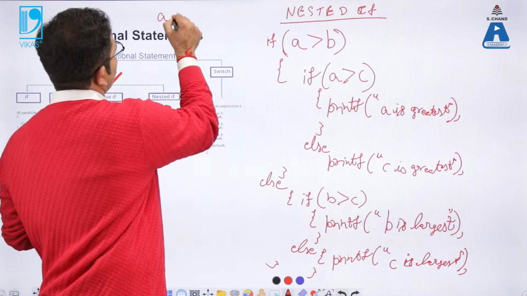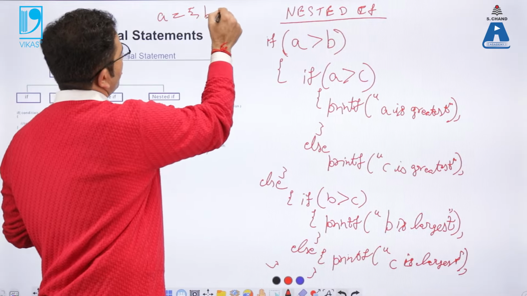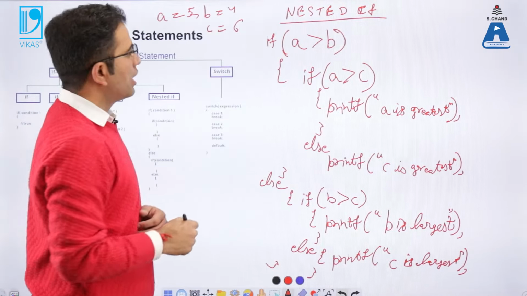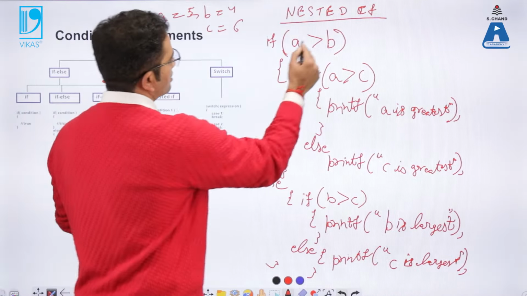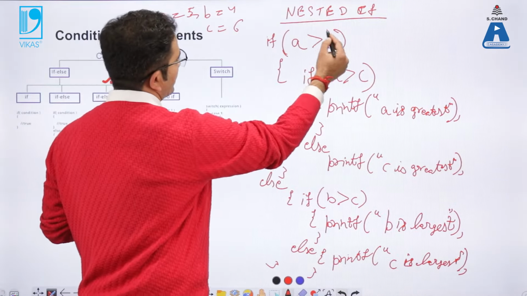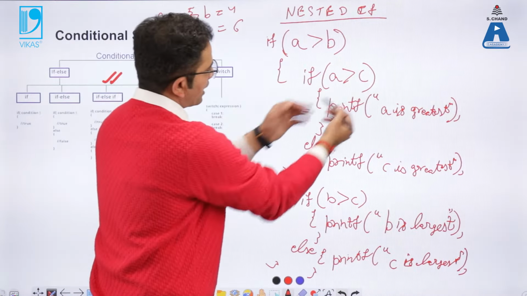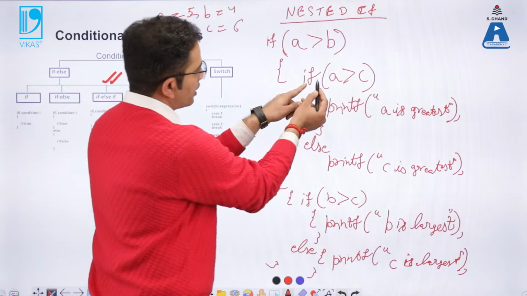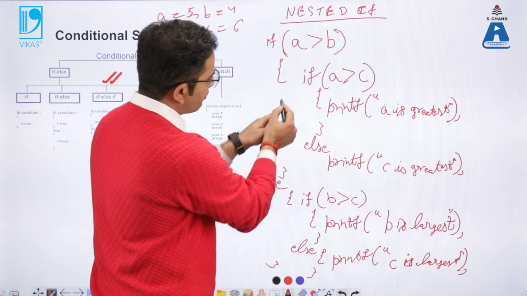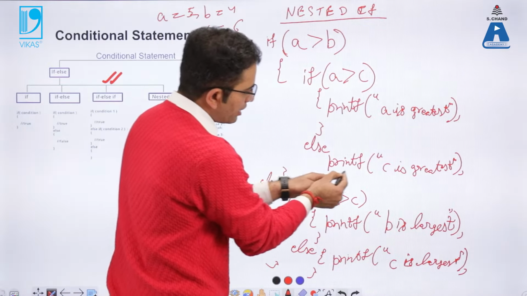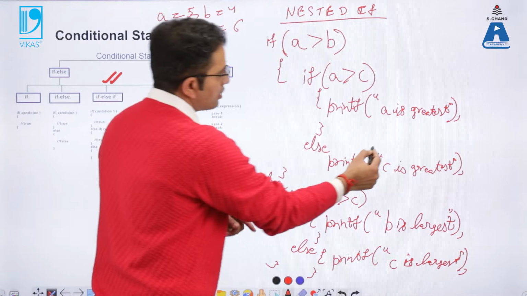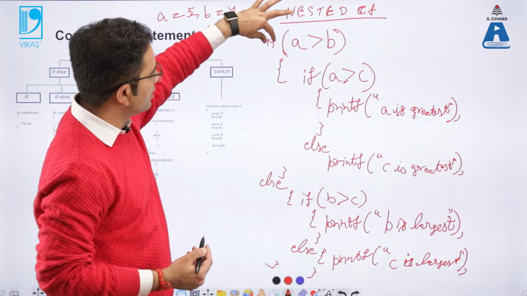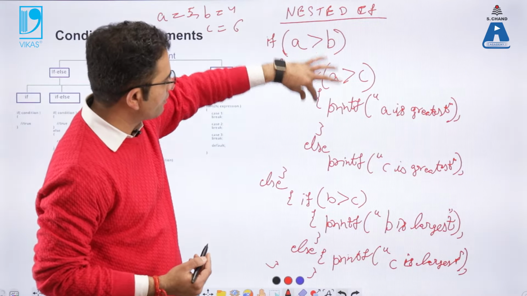Let's say a equals 5, b is 4 and c is 6. How does it work? If a is greater than b, 5 is greater than 4, the condition is true, so it will go inside. Again it will check whether 5 is greater than c. This condition is false, so it will not print this statement. It will go into the else part and print that c is the largest. See what is nested here? This is the if statement, and inside the if we have another if else statement.